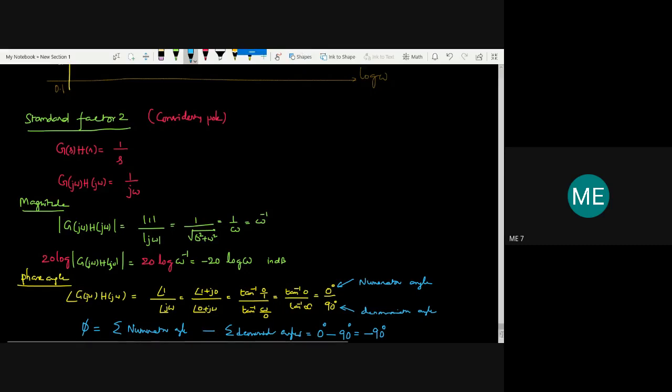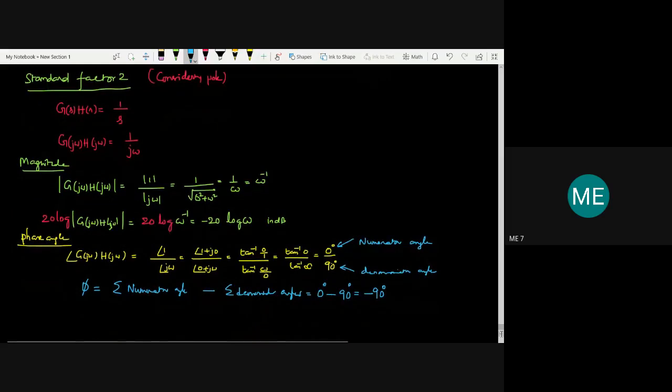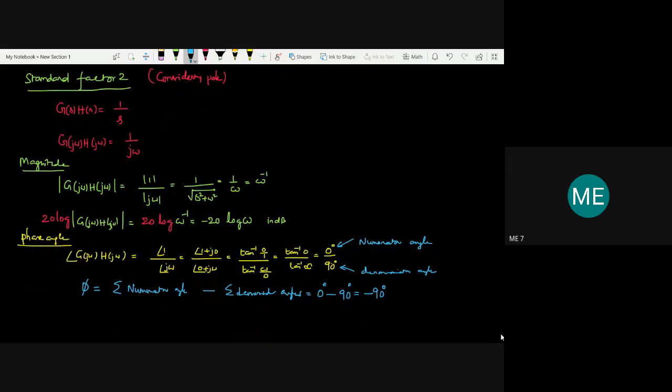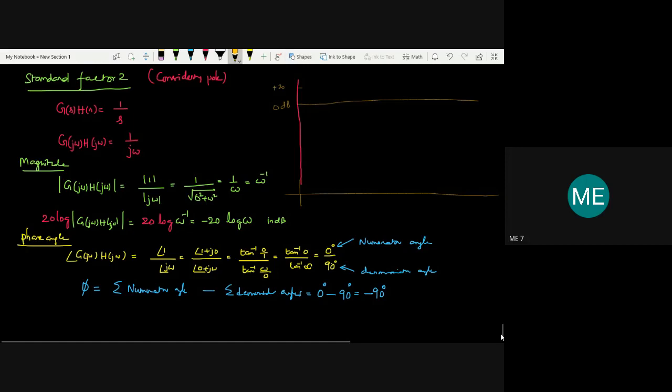So if you look here, for the standard factor, the magnitude is minus 20 log ω, and the phase angle is minus 90 degrees. So if you plot this graph, as we told, always start with a 0 dB line, then plus 20, then it is plus 40, then say it is minus 20, like this.